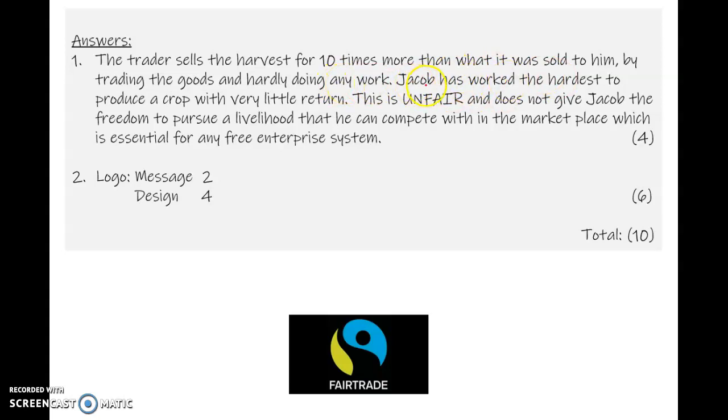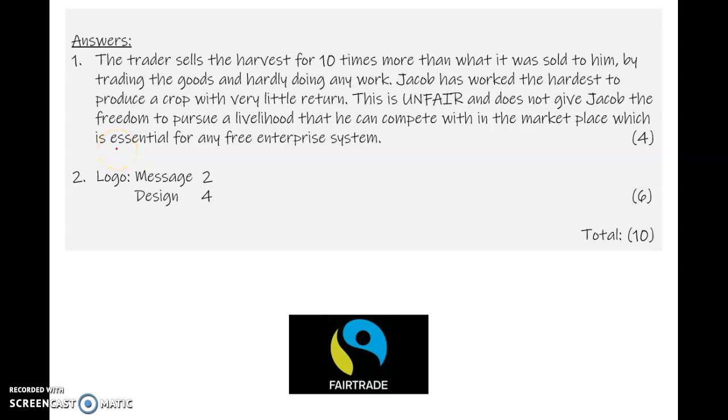Jacob is doing all the work. He has worked the hardest to produce a crop with very little return. This is unfair and does not give Jacob the freedom to pursue a livelihood that he can compete with in the marketplace, which is essential for any free enterprise system.